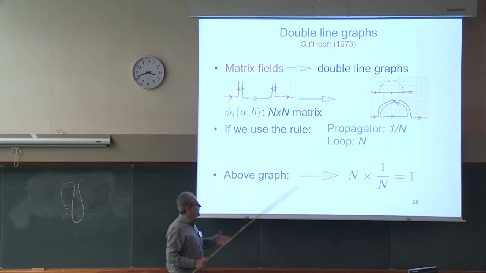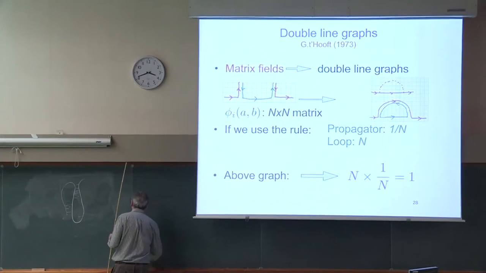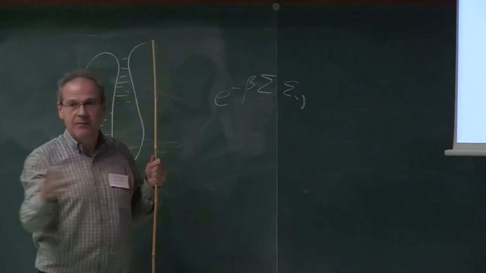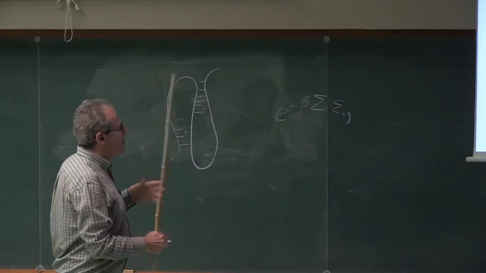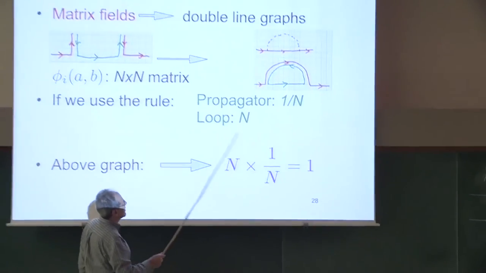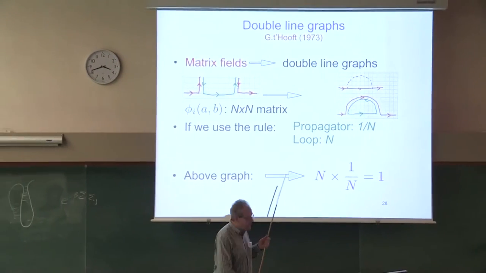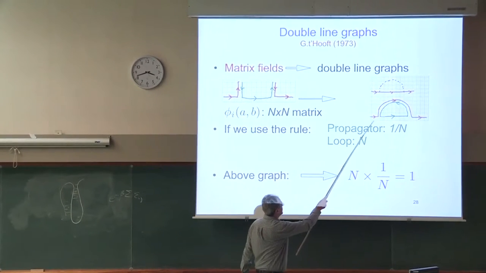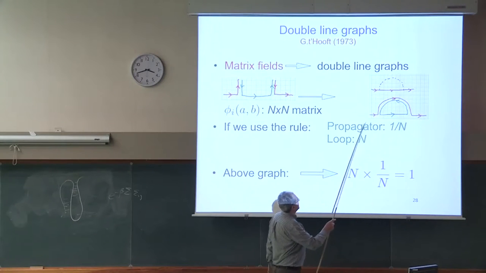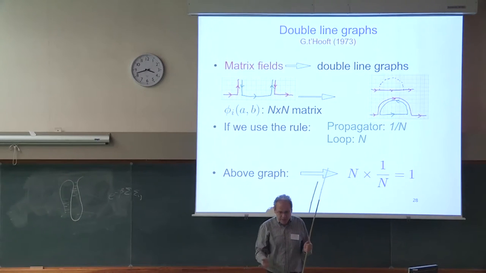And then you have, in addition to the Boltzmann weight, which is related to the energy of the pairings, which is e to the minus beta, the sum of the epsilon ij that you have for all the pairings, you have a factor 1 over n to the power, which is given by the number of loops minus the number of propagators. So for instance, if you take this graph here, the n weight of this graph has one propagator, so factor 1 over n, and one loop, so the weight is 1.